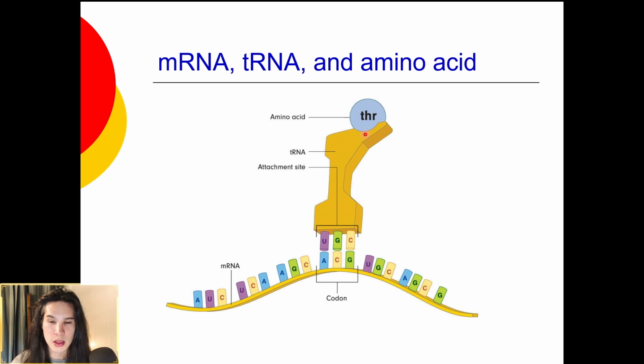So it's going to drop off that threonine, and then this tRNA is going to dislodge, disband, and it's probably going to pick up another amino acid. It's going to be recycled. And then that threonine stays behind and is spliced together with the following amino acid, every time the ribosome moves from codon to codon to codon.